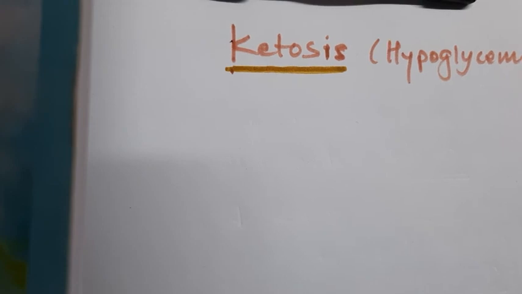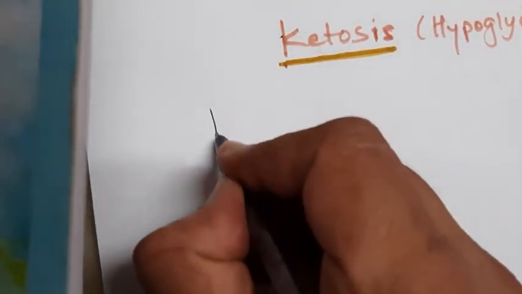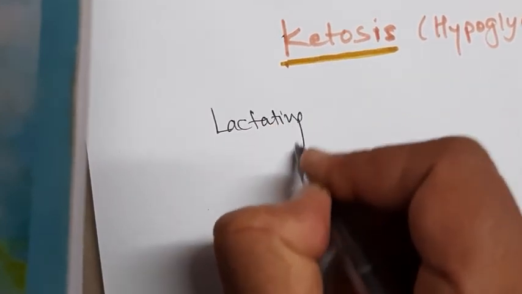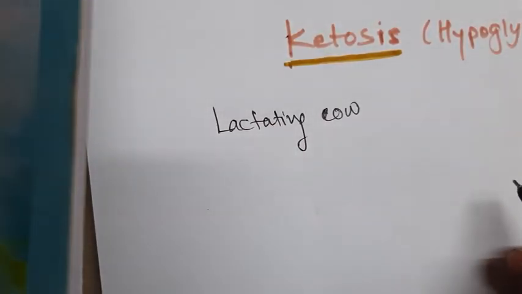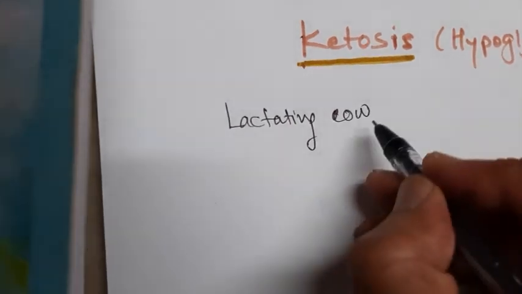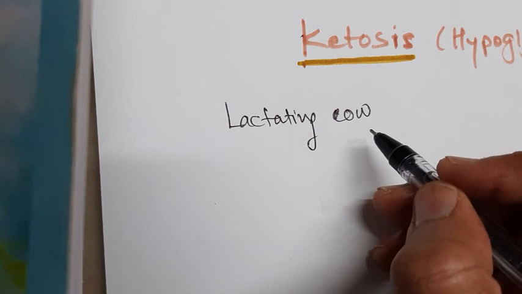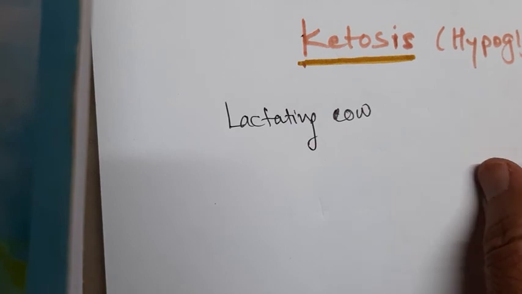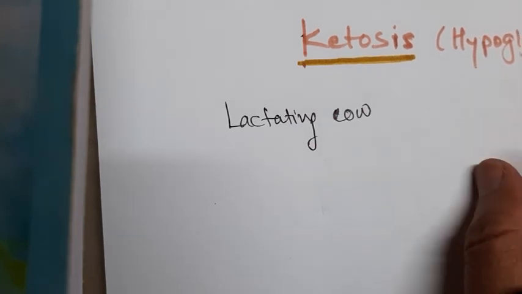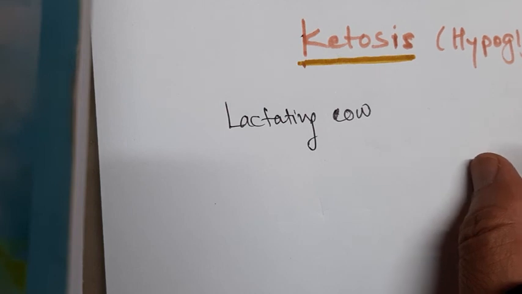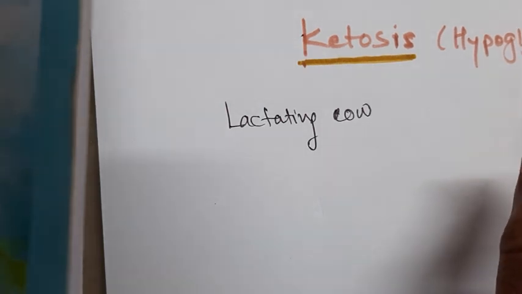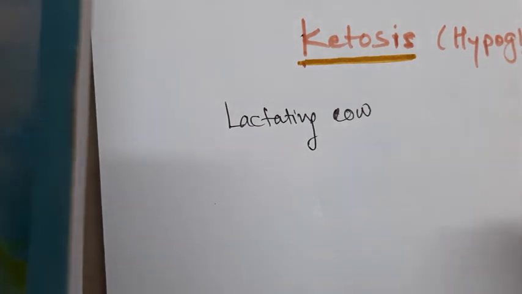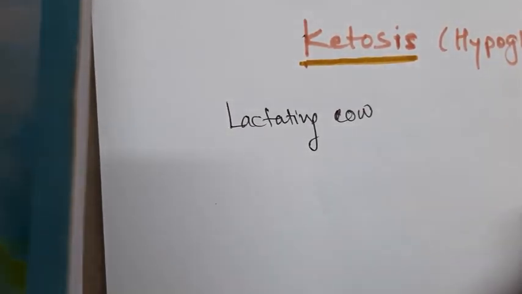If you see a lactating cow immediately after parturition, they suffer from ketosis, hypoglycemia. In diabetes mellitus, the ketosis is associated with hyperglycemia, while in cow or buffalo, the ketosis is associated with hypoglycemia, isn't it?